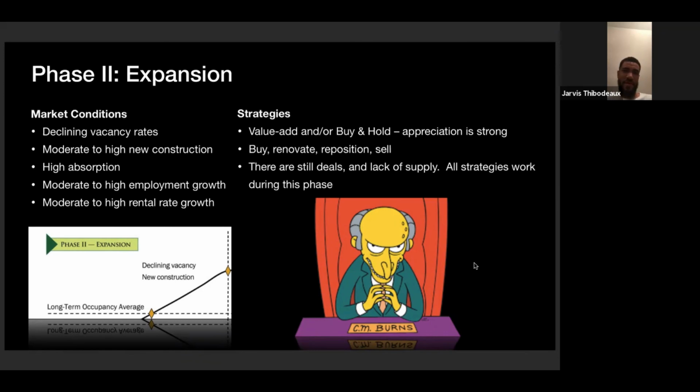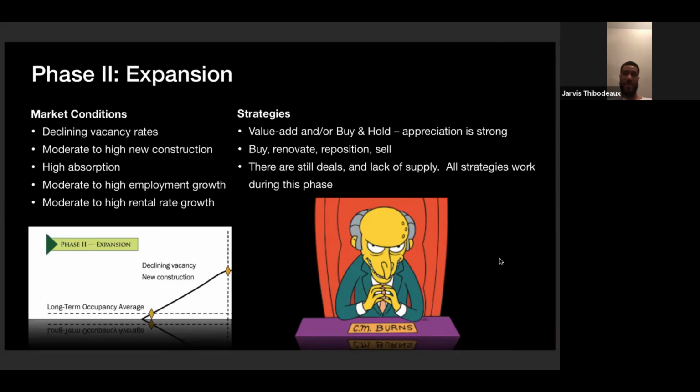And then you have phase 2, the expansion. During the expansion phase, it's a good phase to be in. There's high absorption, which means that your vacant units are being rented at a faster rate. So there's lower vacancy rates. It's really just a really good time to be in, in my opinion.